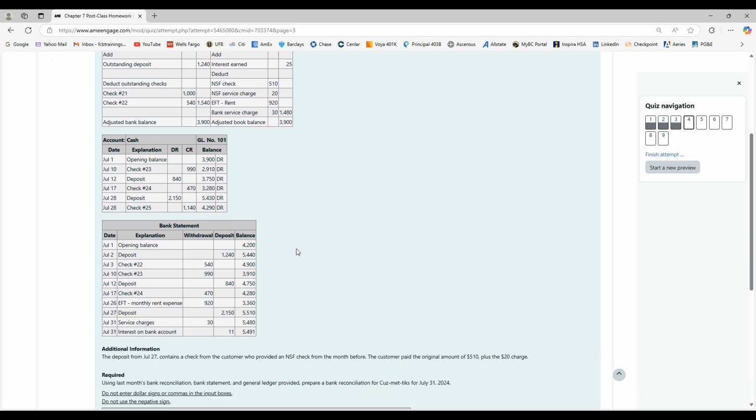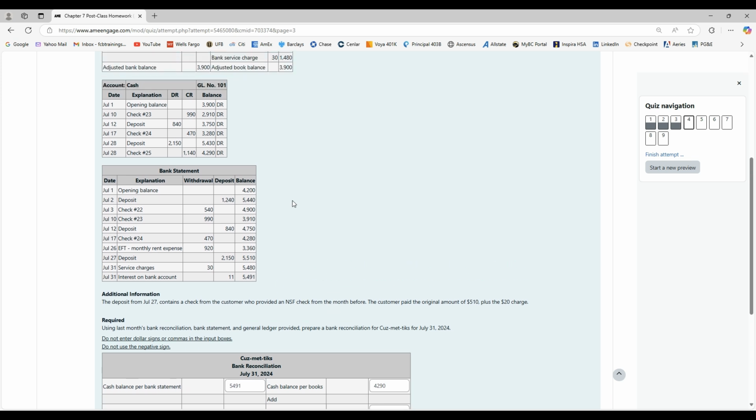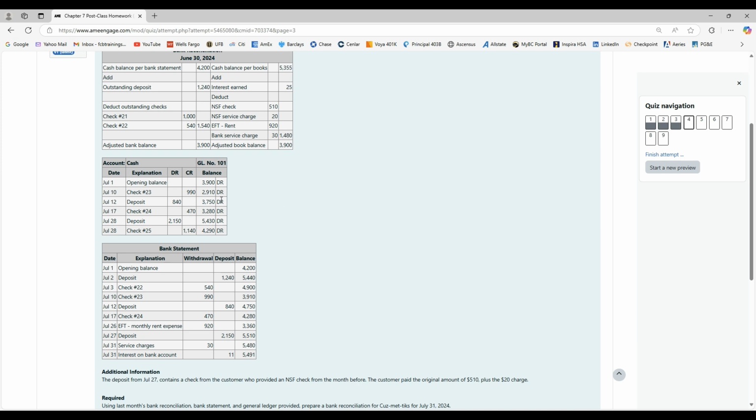So to begin, let's look here. Our ending balance per books for July is $42.90, and our ending balance per the bank is $54.91. And one thing I kind of like to do first is to go through and look and see.